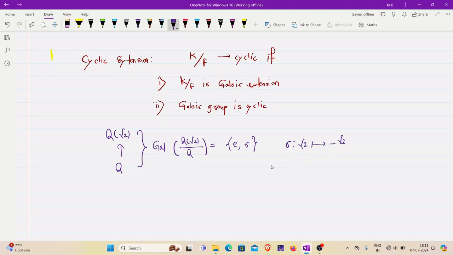Now let's try to find out whether this particular extension is cyclic. It's quite obvious that this extension is a Galois extension because the degree of the extension is 2 and the number of automorphisms is also 2. So the cardinality of automorphisms of Q(root 2) over Q exactly matches the degree of the extension, and that is the reason this extension is Galois. Let's try to identify that this Galois group is cyclic so that this extension will become cyclic.